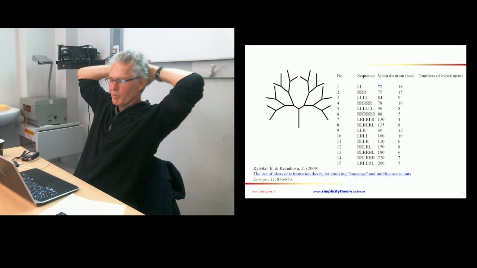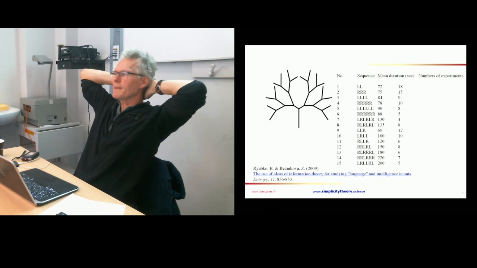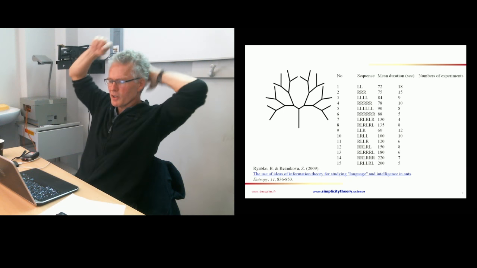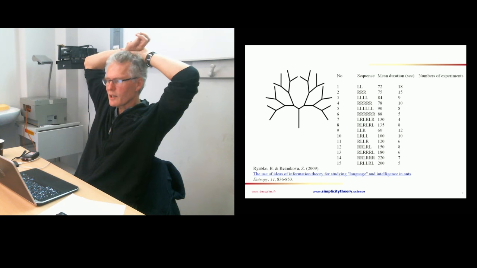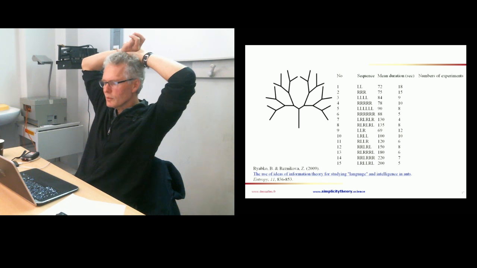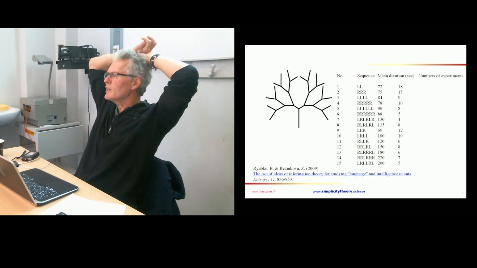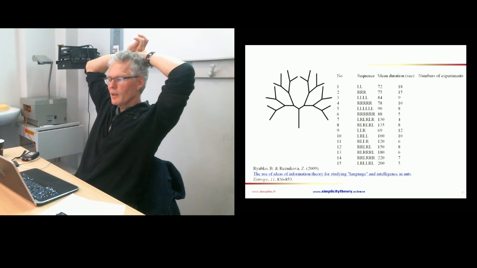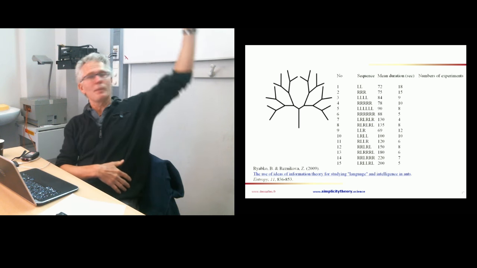I come back to ribosome later, but what about ants? These are ants studied by Susanna Reznikova. I forgot to remember, Formica sanguinea, I guess, is the species. So you put them in a maze like this.